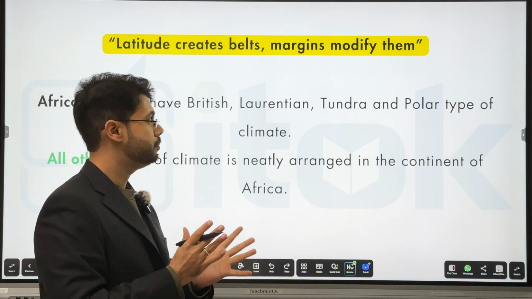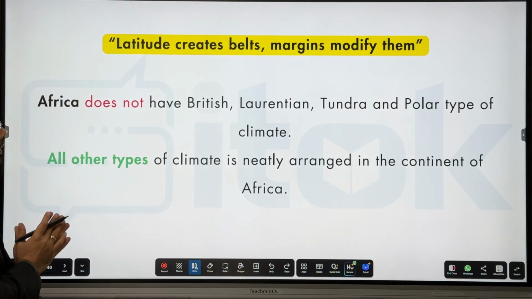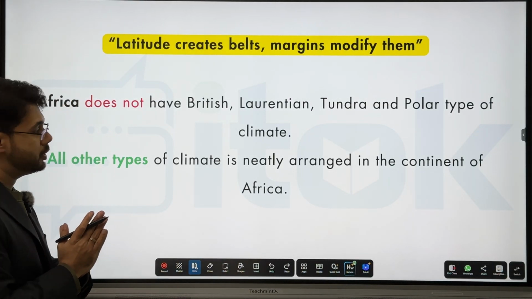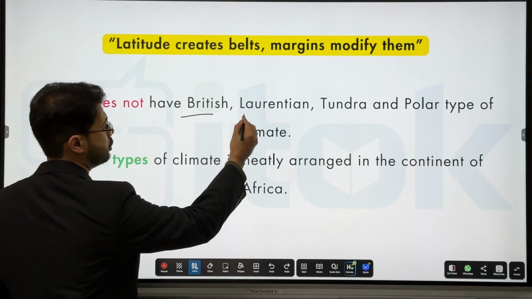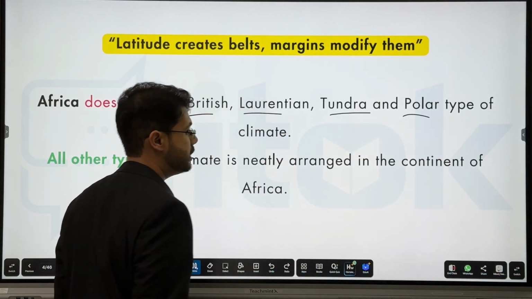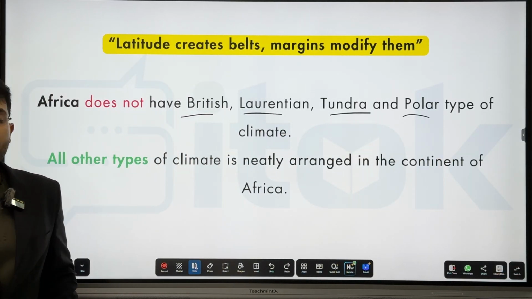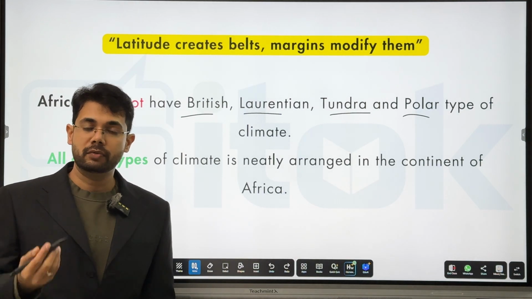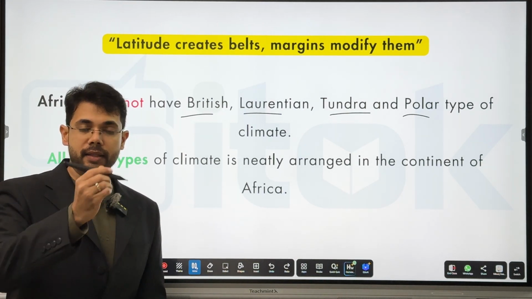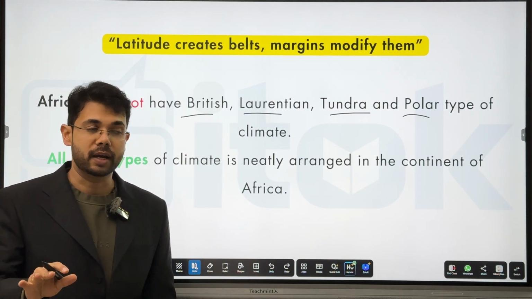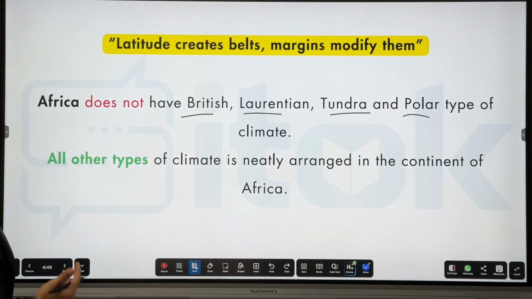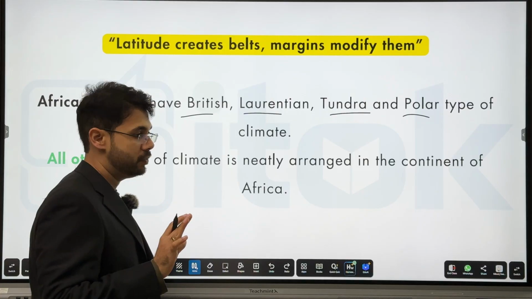So latitudes create belts and the margins of the continents modify them. Africa does not have 4 types of climates. What are they? British, Laurentian, tundra and polar. So if UPSC asks you what type of climate is not present in Africa, these types of climates are not found in Africa: the British, Laurentian, tundra and polar type. All other types of climates are present.